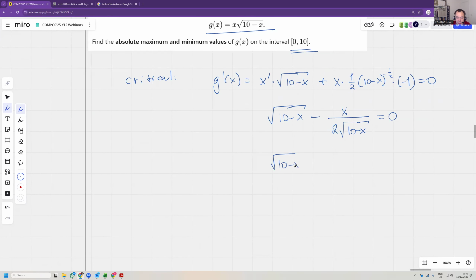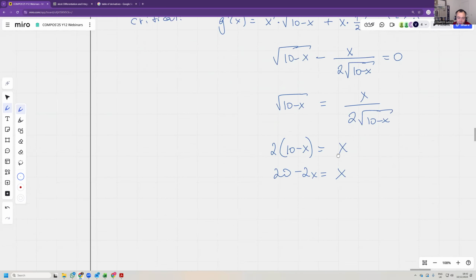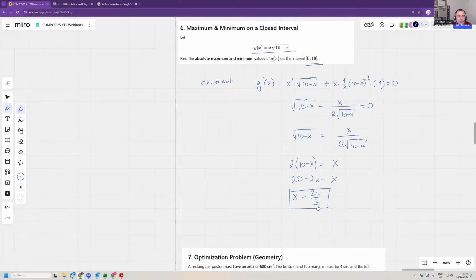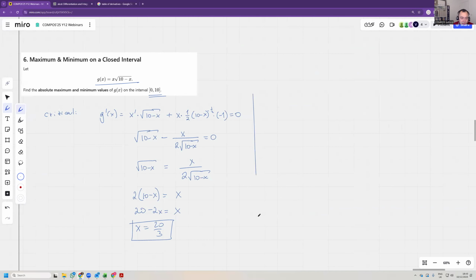Square root of 10 minus x equals x divided by 2 square root of 10 minus x. Multiply both sides by 2 square root of 10 minus x. So 2 times (10 minus x) is equal to x. 20 minus 2x equals x. x is 20/3. So that's the only critical point. So then we just need to find f of 0, f of 20/3, and f of 10.